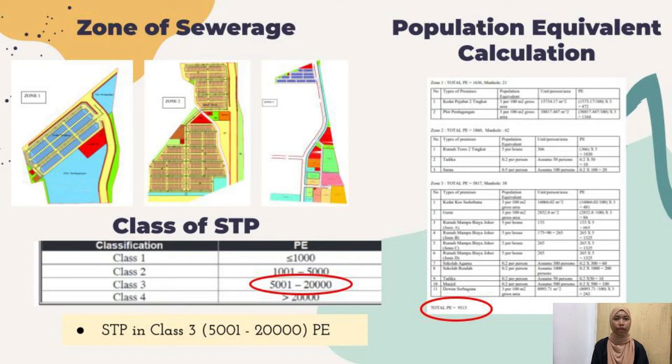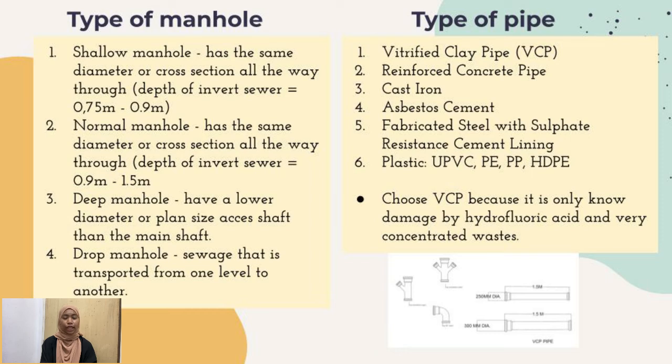This project was divided into 3 zones, where each zone will have a sewage treatment plant proposed in this design project. From the population equivalent calculation, we will obtain the value of PE, and from that we can estimate the class of STP. There are a few things to be considered in designing a sewerage system, such as the type of manhole and type of pipe. There are 4 types of manhole outlined: number 1 is the shallow manhole, number 2 normal manhole, number 3 deep manhole, and number 4 drop manhole.